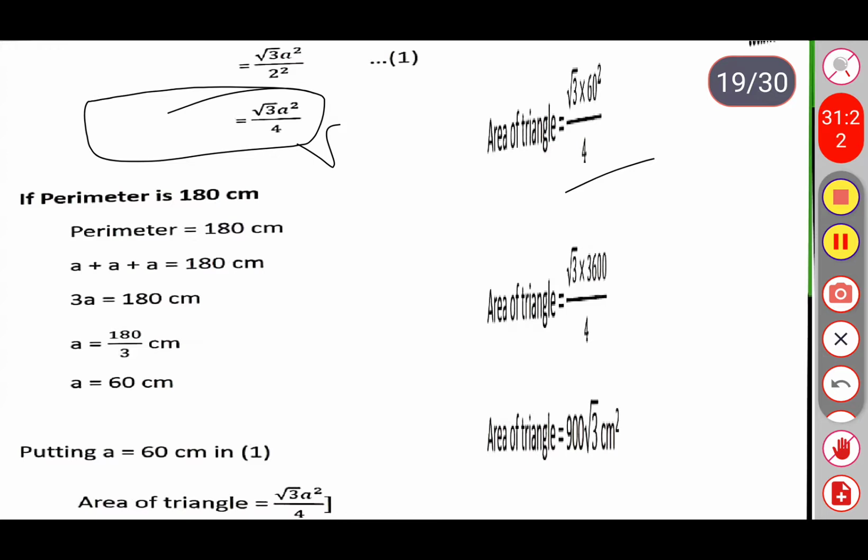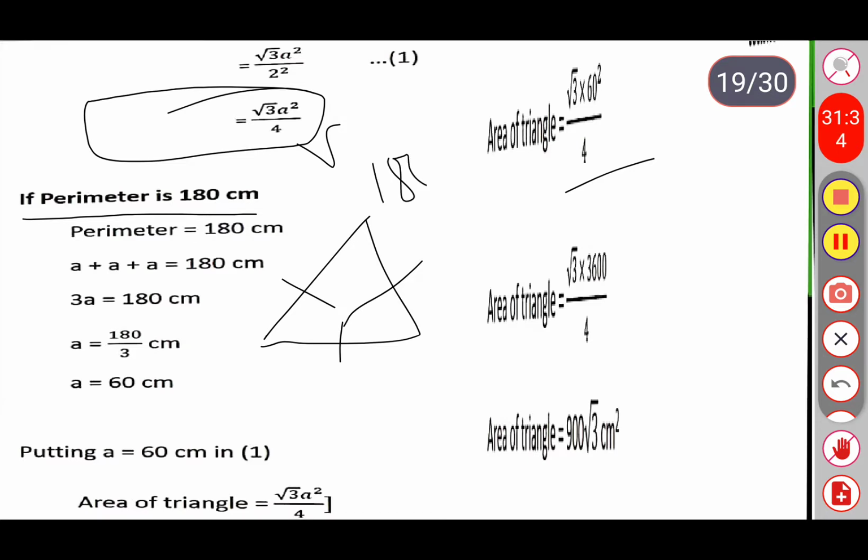Here we already know the perimeter, that is 180. In the equilateral triangle, all three sides are equal, so we need to find the one side length. Just divide 180 by 3, because in the equilateral triangle all three sides are equal. So 3 ones are 3, 3 sixes are 18, and the remaining 0, it becomes now 60. So one side length of the triangle is 60 centimeter. Okay, so one side length is 60 centimeter, so substitute this value in the formula. So what is that formula? Already calculated now: square root of 3A square divided by 4.